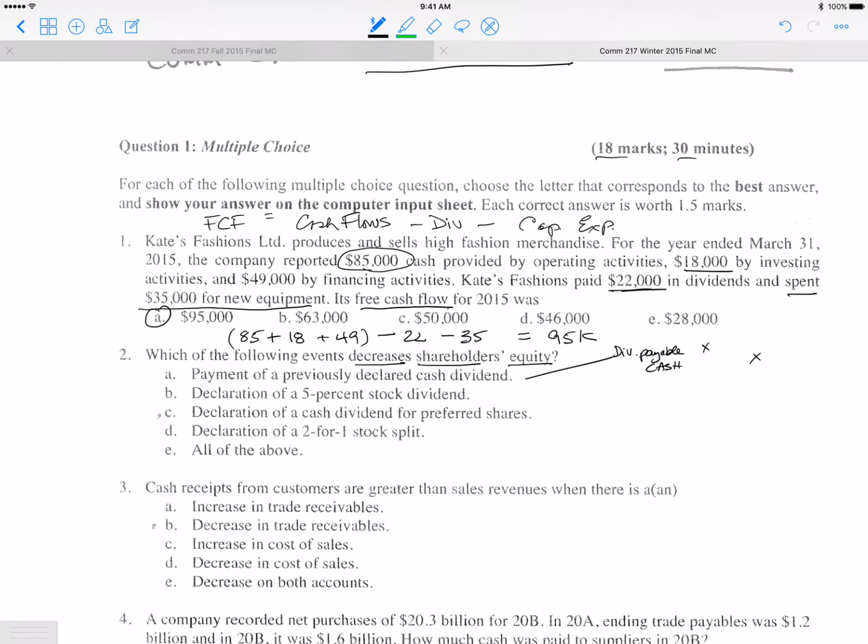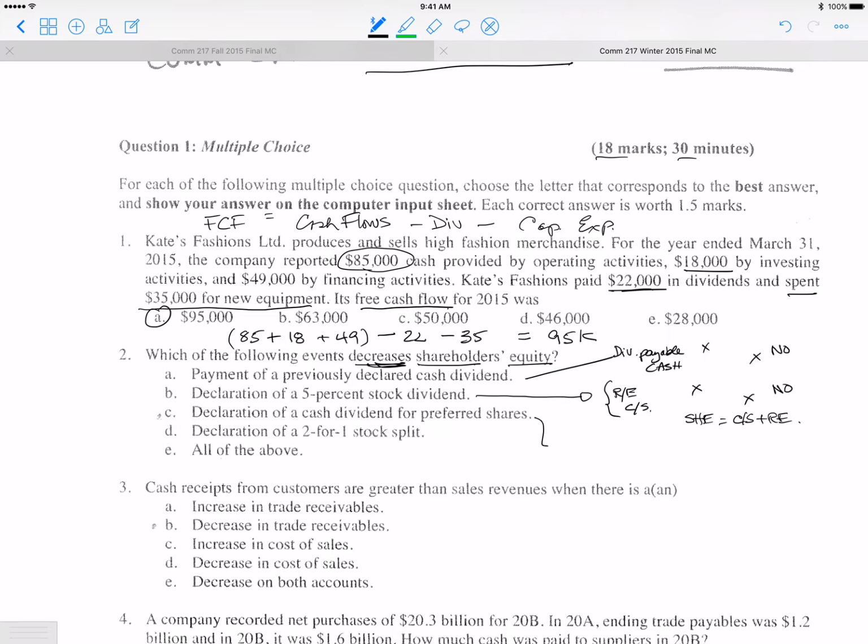Now, does this decrease shareholders' equity? No. Declaration of a 5% stock dividend. What is the entry for that? Well, if you want to pay a stock dividend, you debit retained earnings and you credit common shares for the same amount. Okay? It doesn't reduce shareholders' equity. It changes the composition, but there's no net decrease overall, because remember, shareholders' equity is equal to common shares plus preferred shares if you have some, plus retained earnings. Okay, so this does not decrease it.